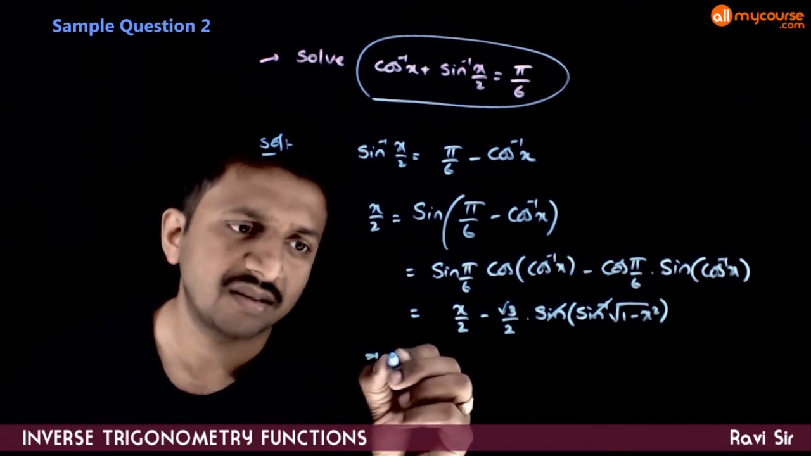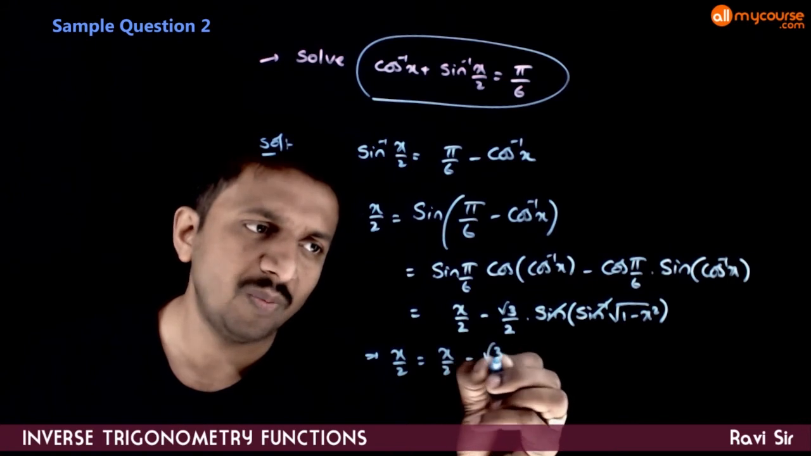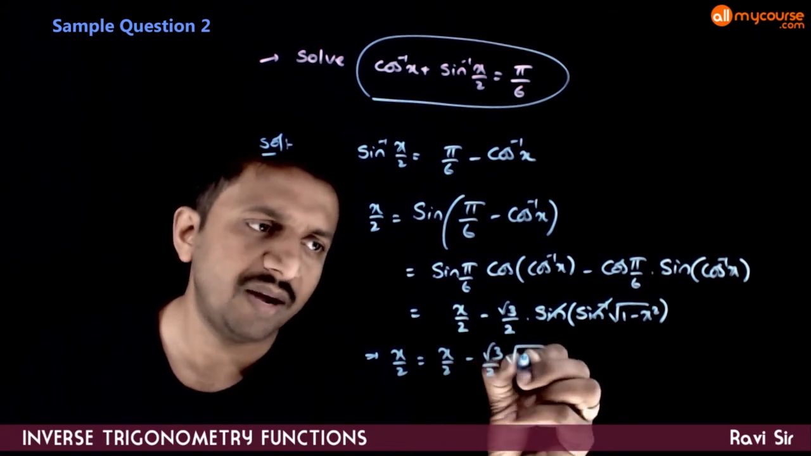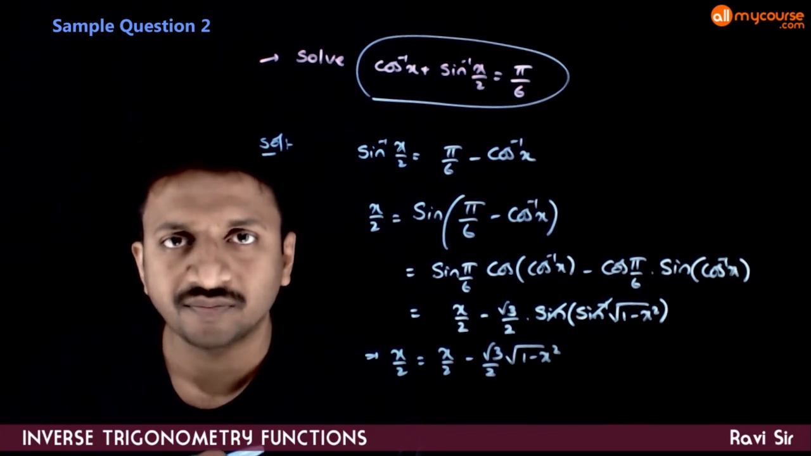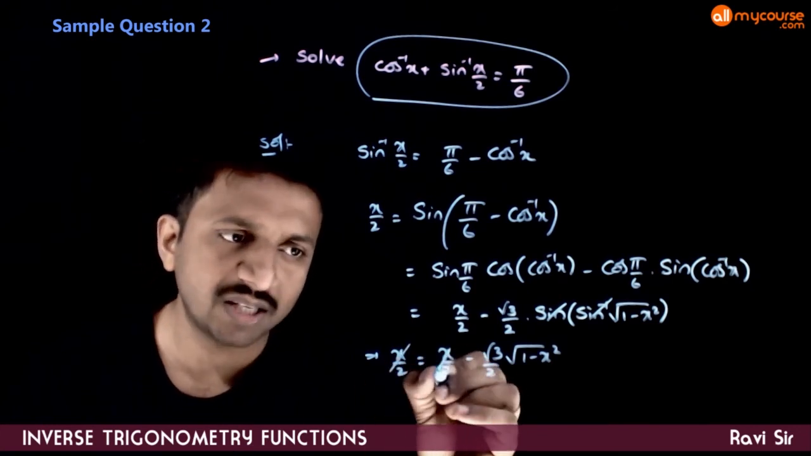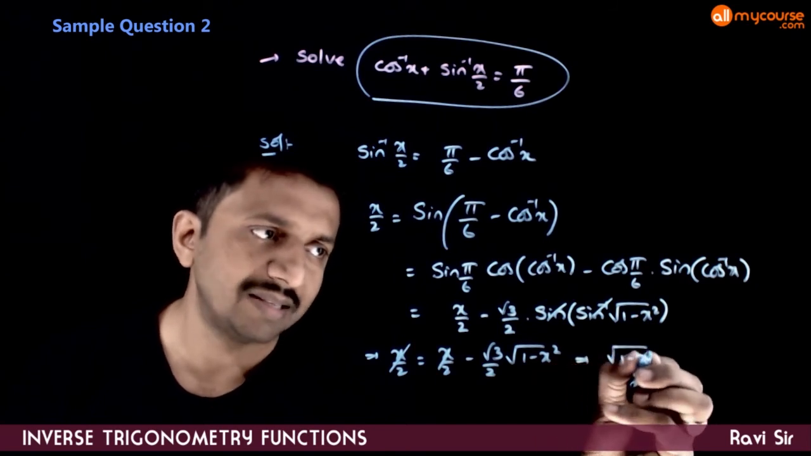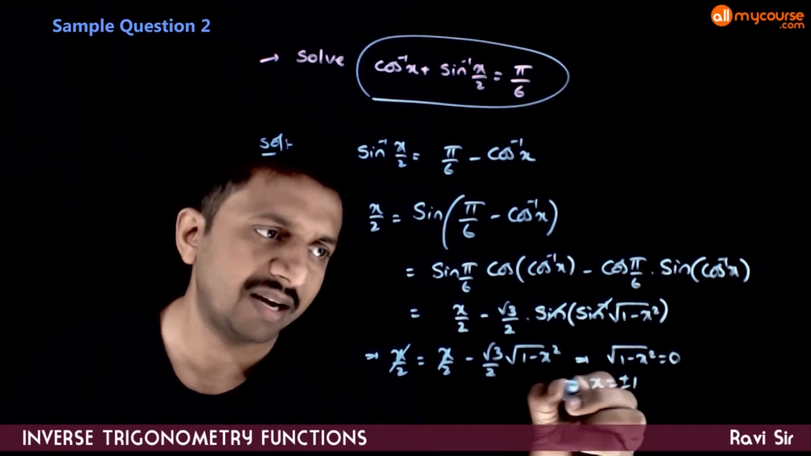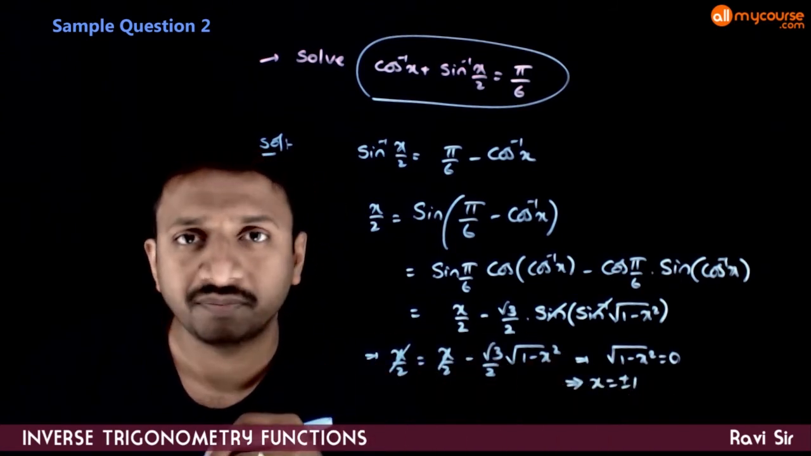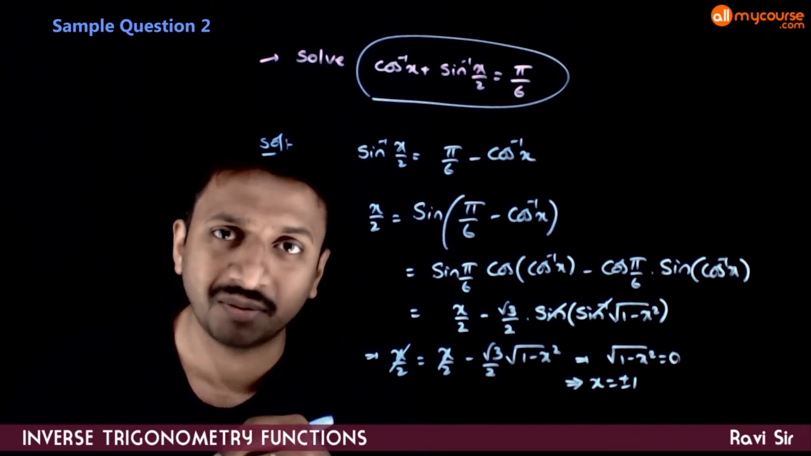This implies x by 2 is equal to x by 2 minus root 3 by 2 times root 1 minus x square. So this x by 2 and x by 2 get cancelled. This implies root of 1 minus x square is equal to 0. So x is equal to plus or minus 1.